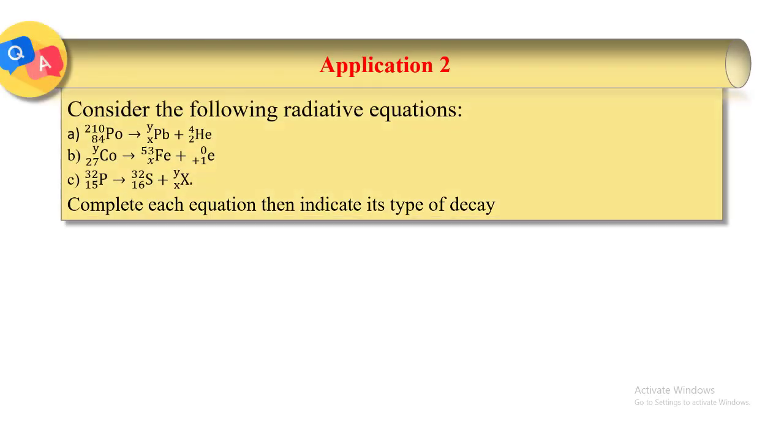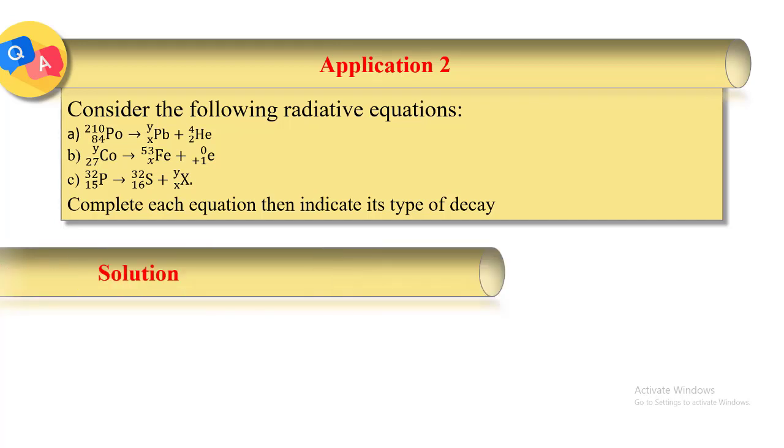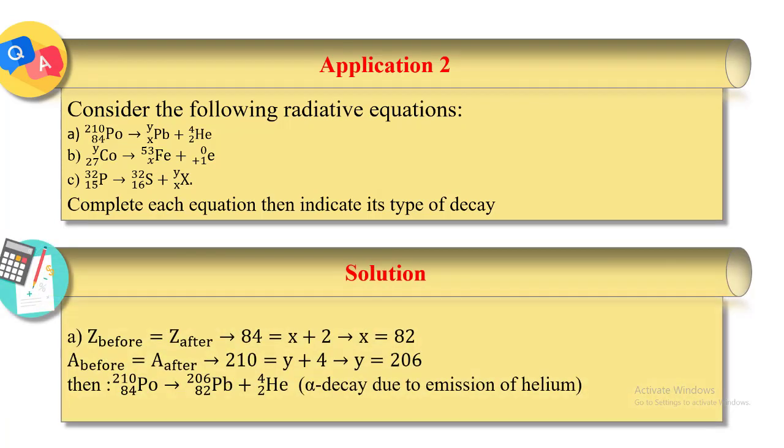We have different radioactive equations as shown here. We have to complete the equation and to indicate the type of each decay. We apply Soddy's law to find the missing Z and A. We apply the law of conservation of atomic number and the law of conservation of mass number. In the first equation, we have 84 protons and it is equal to X plus 2. I can solve for X and I get 82 protons.